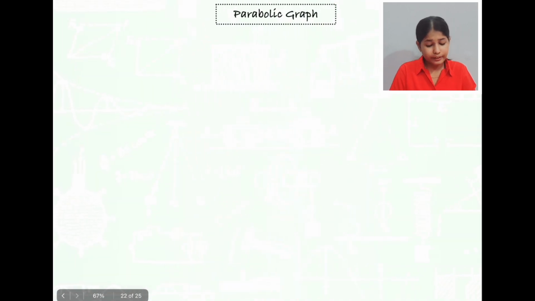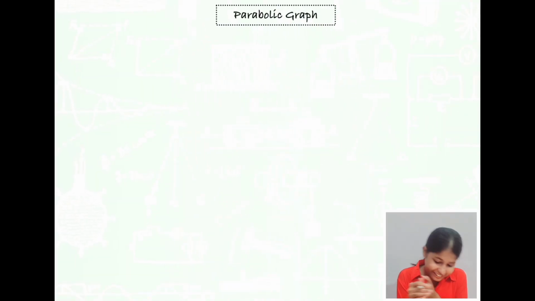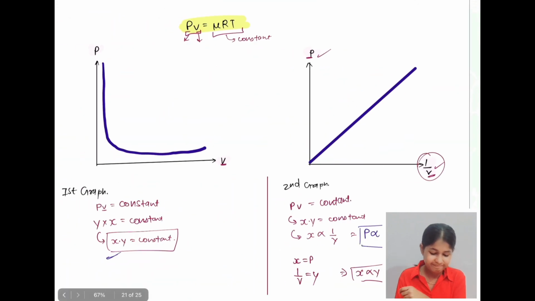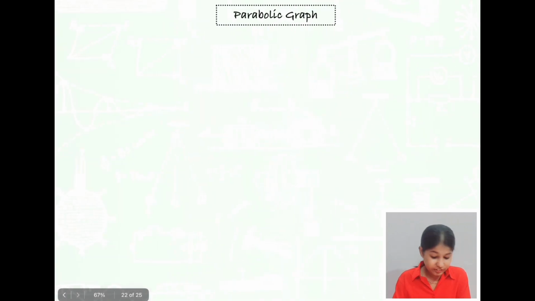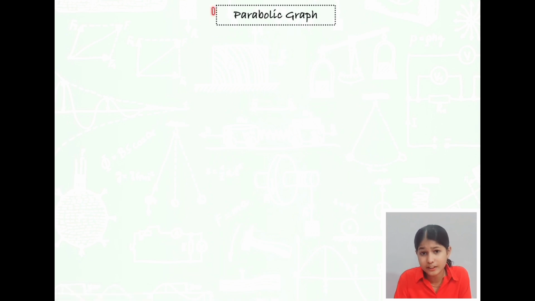Let's come to our next topic to understand our parabola. Our next topic is now the parabolic graph. So as we have completed our straight line graph and inverse graph, this is our last topic, and after this our class will be complete. Okay, so what do you understand by parabolic or parabola?